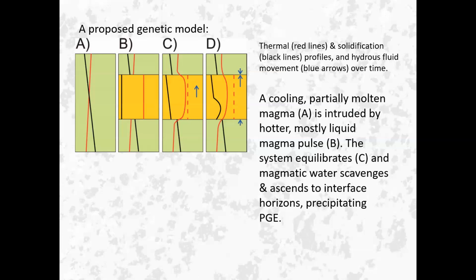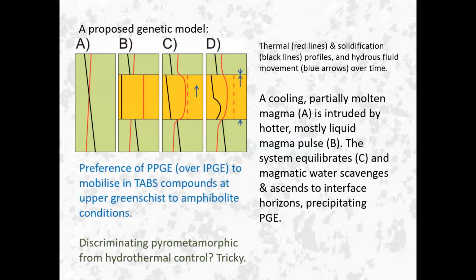We're not intruding it into a solid package. But we have thermal contrast then at the top and bottom produced by this, and solidification contrasts. So effectively permeability contrasts that are generated. And then, as the sill crystallizes, the areas with higher porosity and permeability accumulate the magmatic fluid, and that migrates upwards, whether driven by compaction or buoyancy or both, and preferentially mobilizes the PPGE.